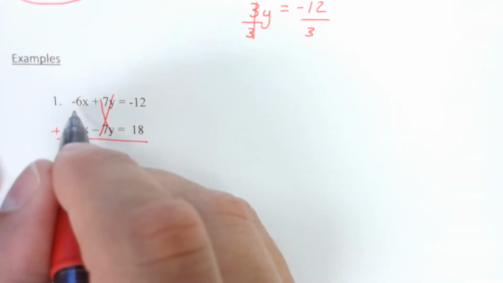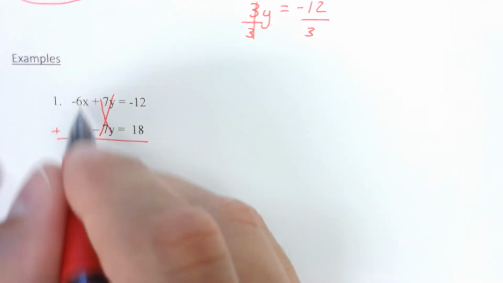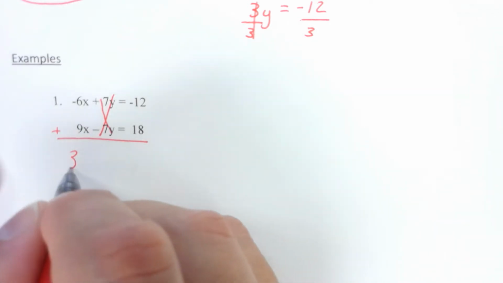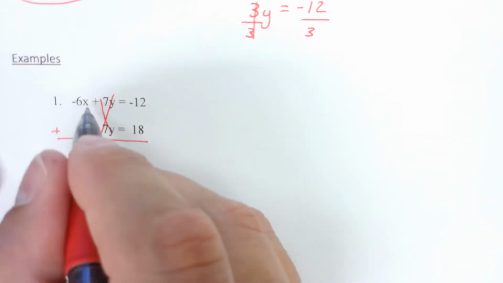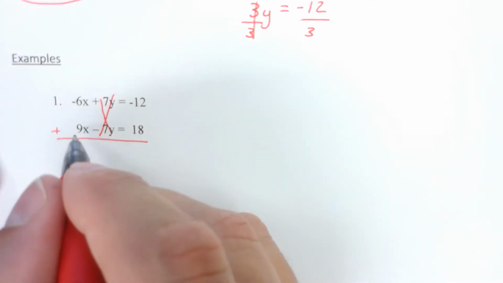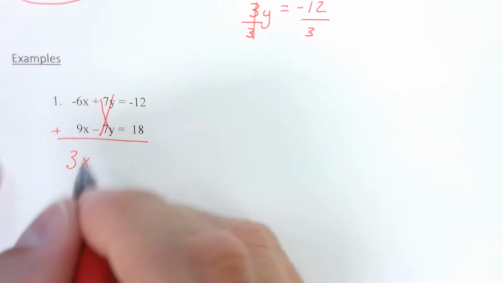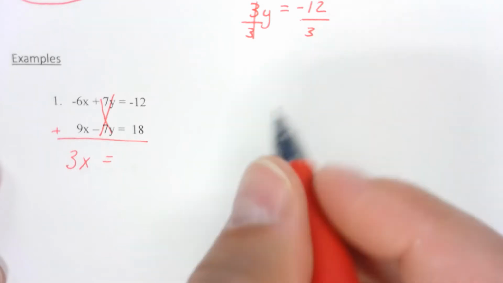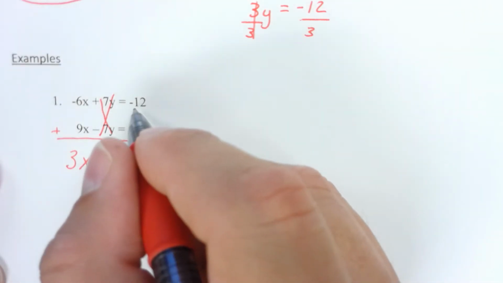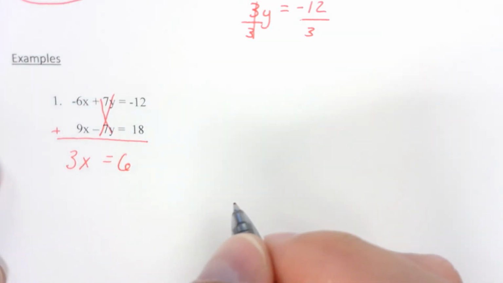So now let's add this. This is a negative 6x, and this is a positive 9x. Those are like terms, so they can go together. You get 3x. Just remember to add your coefficients and bring down your variable. Negative 6 and positive 9 make 3. So I got 3x. This is eliminated, hence the name elimination. And I have a negative 12 and a positive 18, so I end up with a 6.